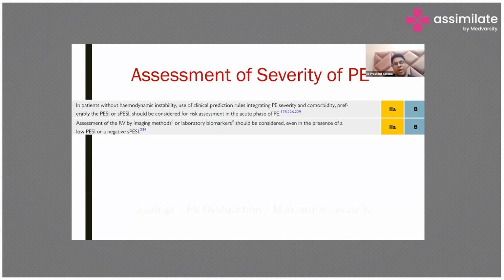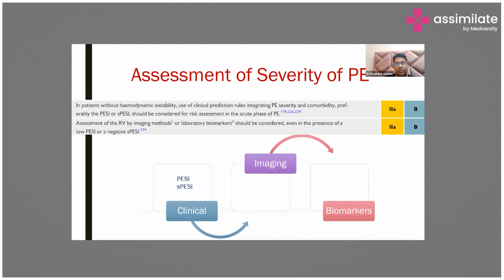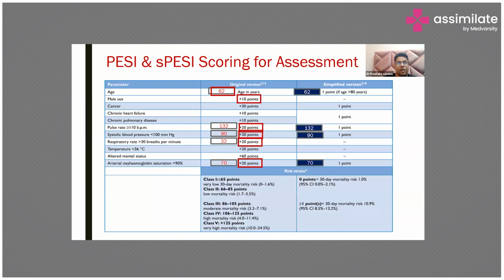So as I told you, for assessment of severity of pulmonary embolism, we have the pulmonary embolism severity index, and there are also other biomarkers. First you do clinical, then imaging and biomarkers. Once the patient comes, you do the pulmonary embolism severity index, and then you can do the imaging by looking at the echo or CT scan. And finally, there are markers of myocardial injury or RV dysfunction, which are known as biomarkers.